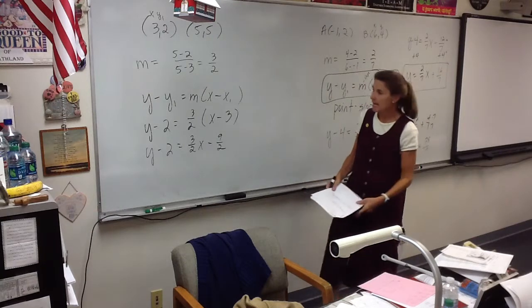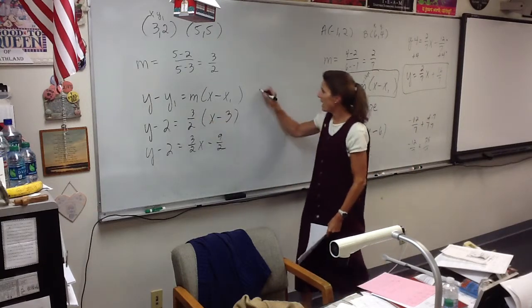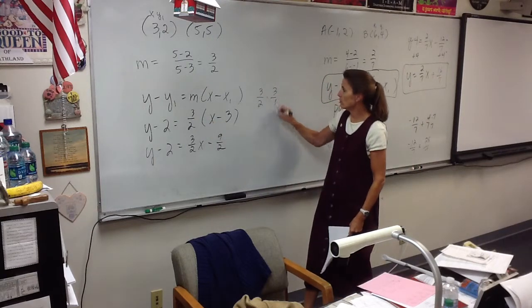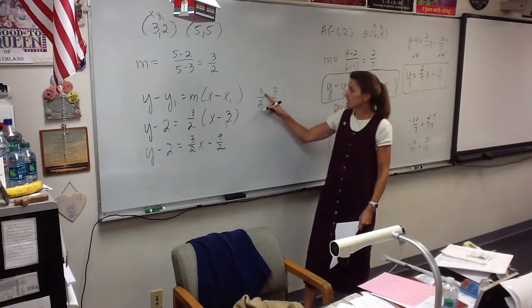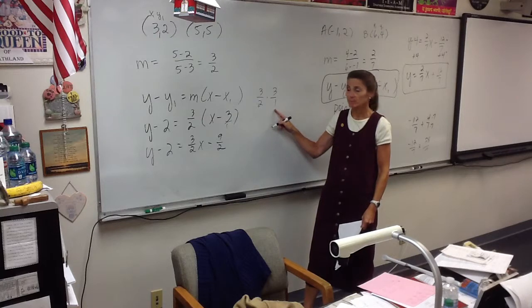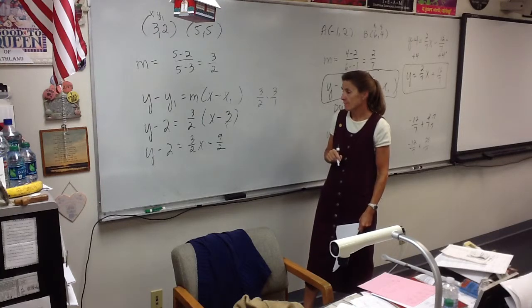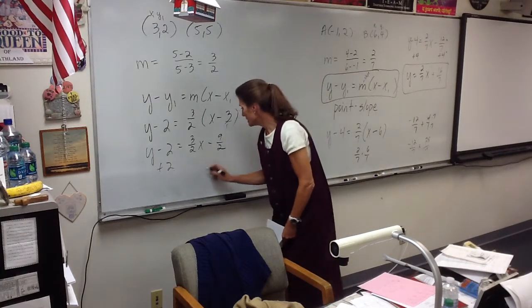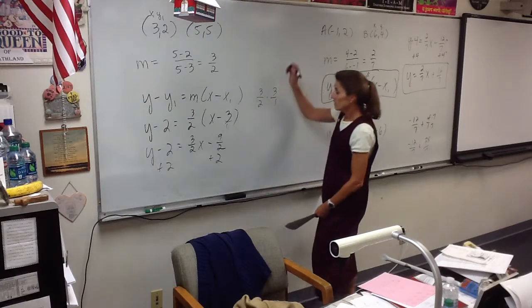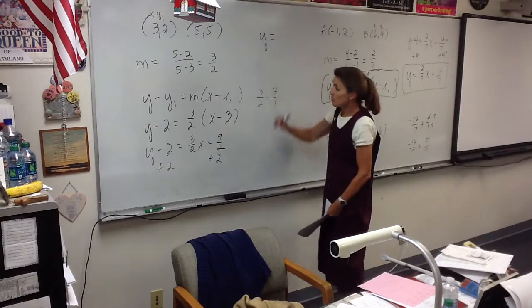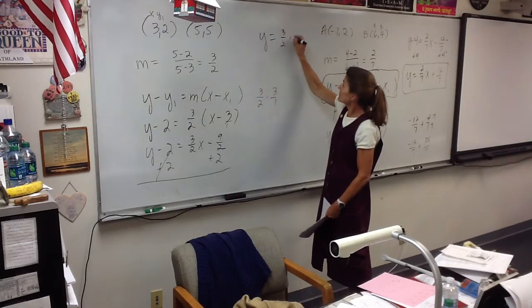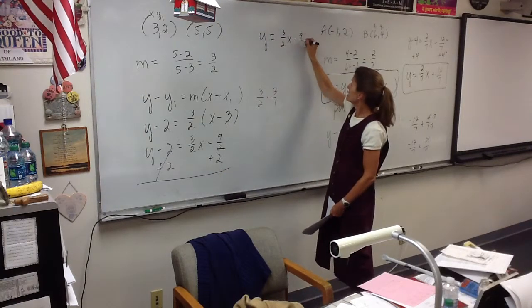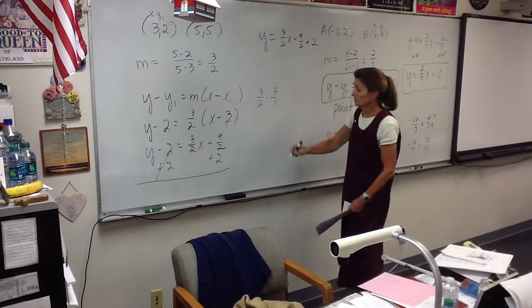How did I get 9/2? 3/2 times 3/1. Top times top, bottom times bottom. Now I'm going to add 2 to both sides. So I have y equals 3/2 x minus 9/2 plus 2.